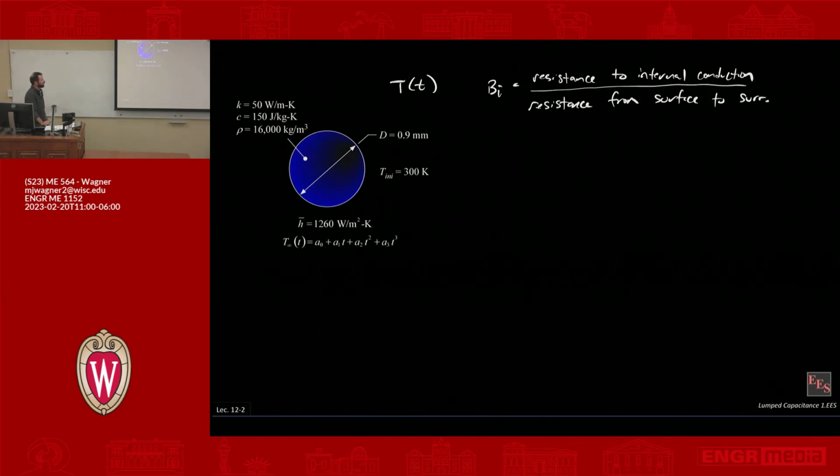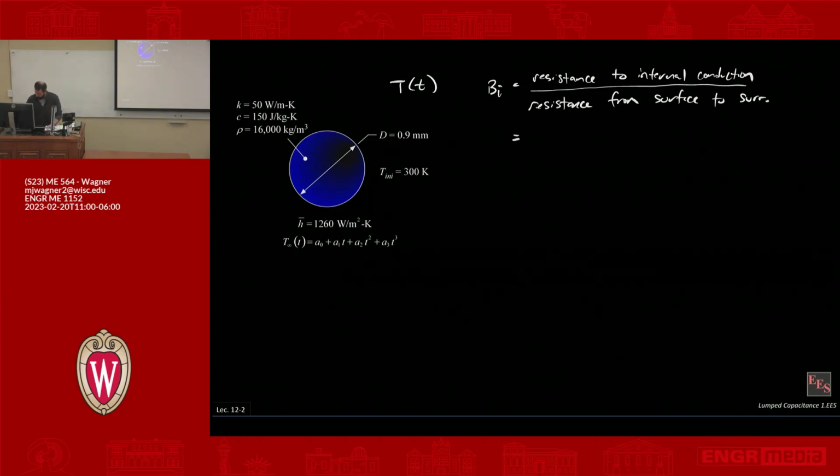And what is that telling us? That's telling us my temperature drop inside this sphere, the resistance to internal conduction, is hopefully really, really small relative to the temperature drop to the surroundings. That's all it's telling us. It's the same idea as the fin, like in the extended surface. We're trying to prove that in one direction there's no significant temperature difference. Same thing here. It's just we're expressing it for this transient problem.